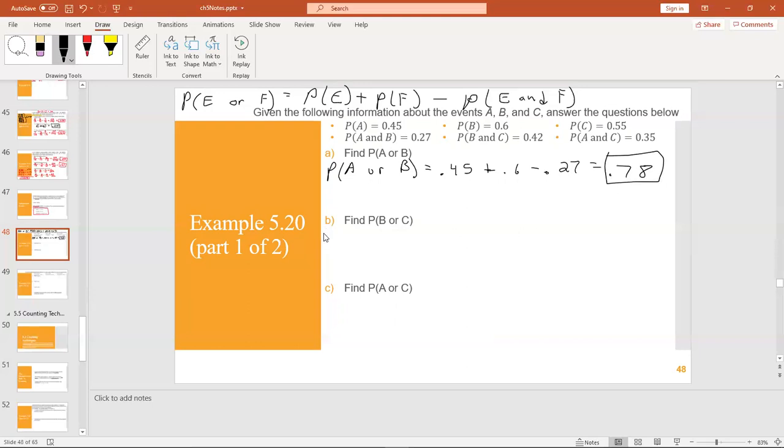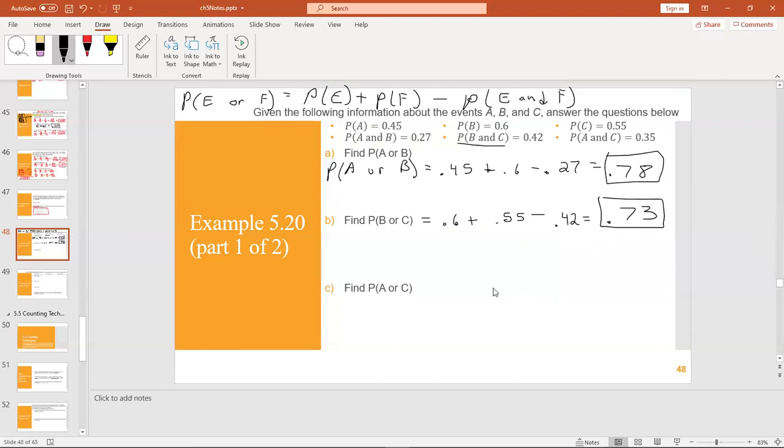Okay. B or C? Well, we have the probability of B, that is 0.6. We're going to add the probability of C, which is 0.55. And then we're going to subtract B and C, which is 0.42. So 0.6 plus 0.55 minus 0.42. That is 0.73.